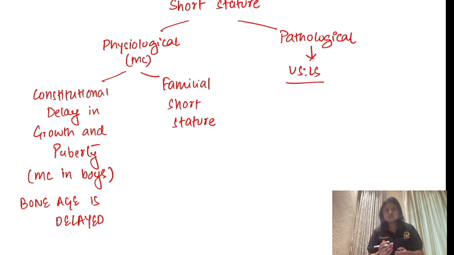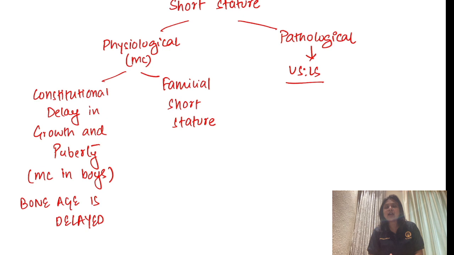If it is not proportional, that is either the upper segment is more as compared to the lower segment or lower segment is more as compared to the upper segment, we call it disproportionate pathological short stature. And the most common cause of genetic disproportionate short stature, as I was telling, is achondroplasia, right? Now I also told you that in some cases like mucopolysaccharidosis, hemivertebra, Pott spine, all these cases the lower segment is more as compared to the upper segment.